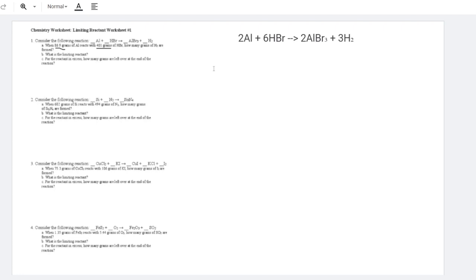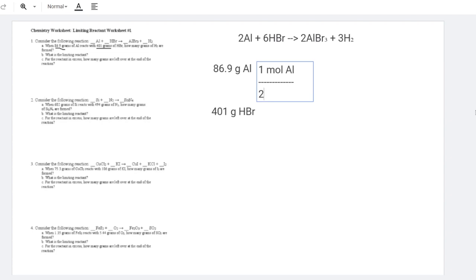So, in order to find the limiting reactant, we first need to convert both 86.9 grams of aluminum and 401 grams of hydrogen bromide into moles. In order to convert these elements and compounds into moles, we need to multiply them by their molar mass. For aluminum, we will multiply 1 mole of aluminum over 26.98 grams.